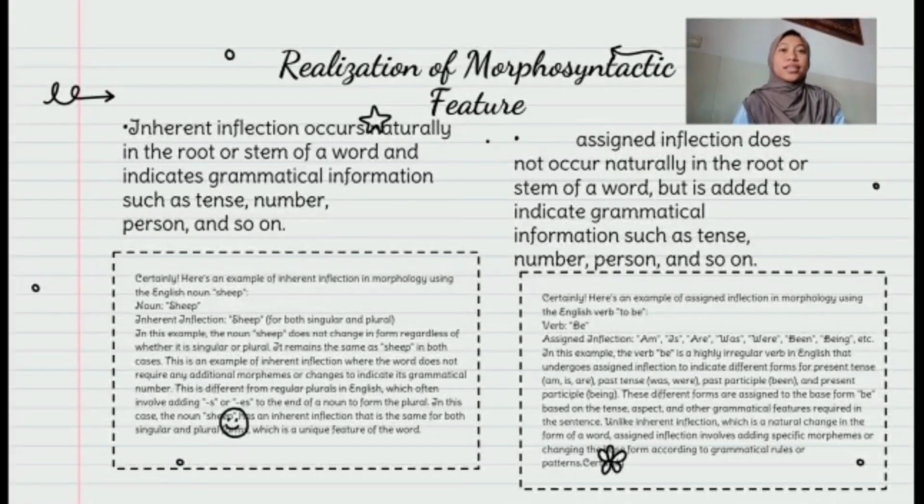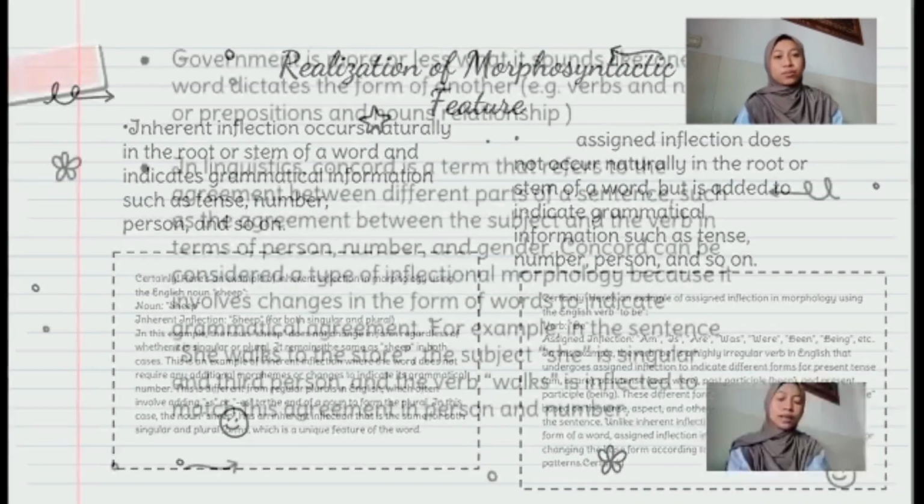Okay, the next material is realization of morphosyntactic features. The first is inherent inflection. Inherent inflection occurs naturally in the root or stem of a word and indicates grammatical information such as tense, number, person, and so on. And then assigned inflection. Assigned inflection does not occur naturally in the root or stem of a word but is added to indicate grammatical information such as tense, number, person, and so on.